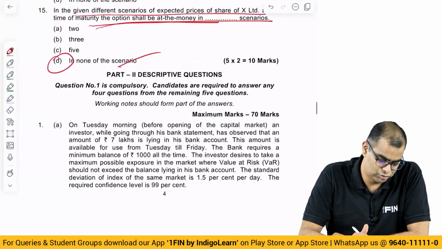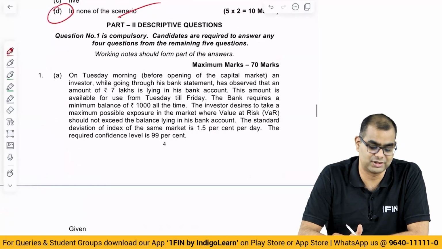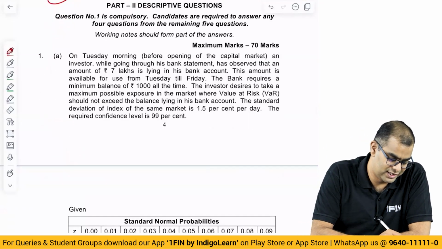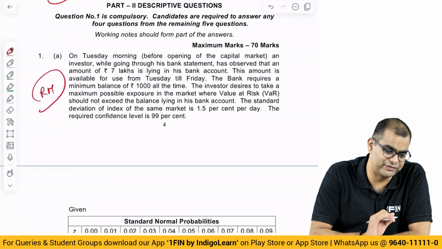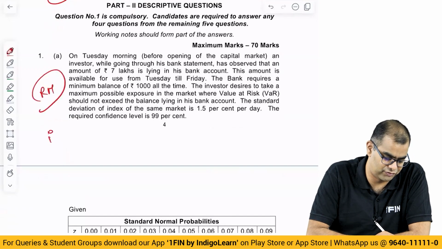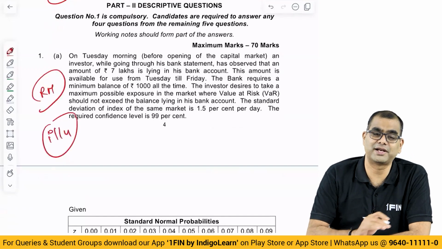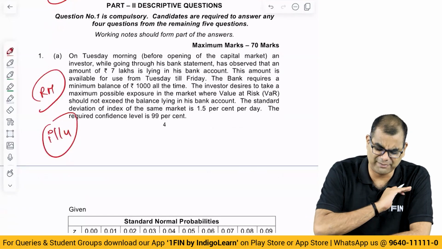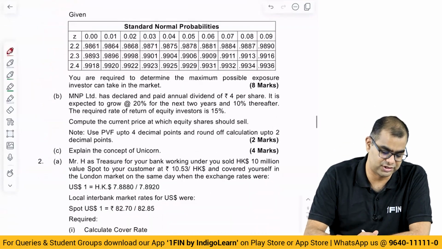Okay, now let us come to descriptive questions. Now this first descriptive question is from the risk management chapter. Ditto. In fact, there is no change. Risk management chapter, illustration number 4 on VAR. Absolutely ditto. There is no difference.